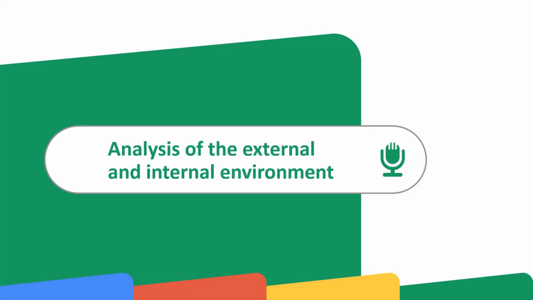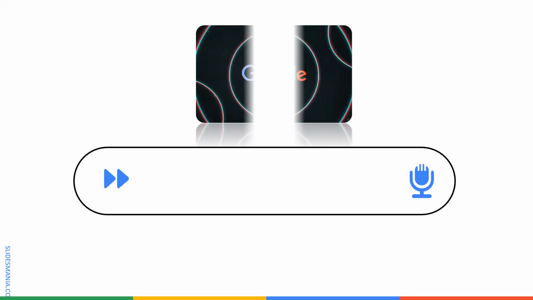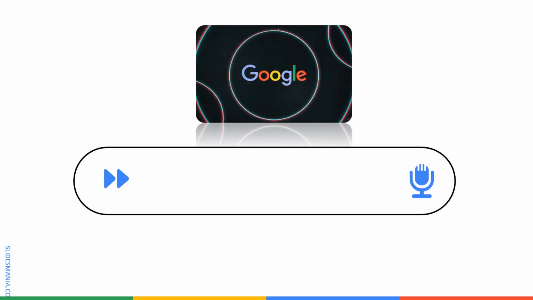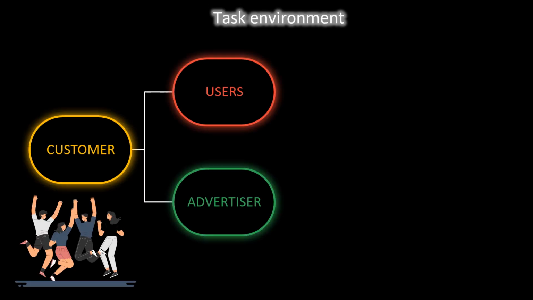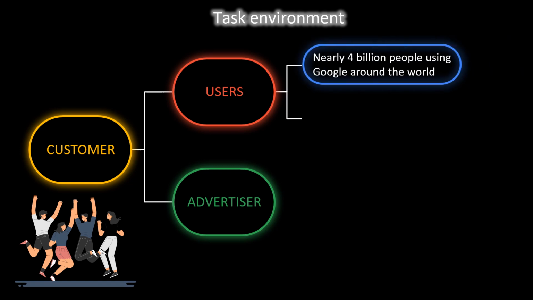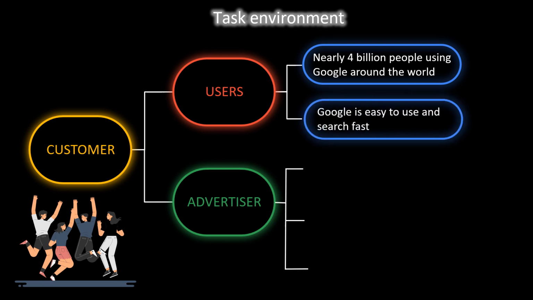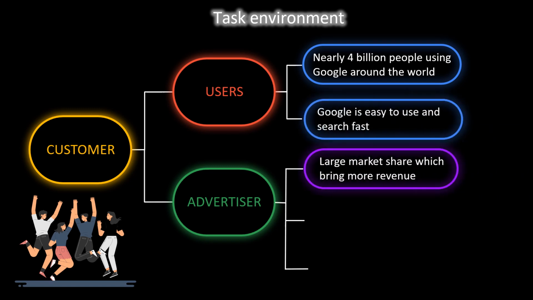Now let's discover the environment of Google. Now let's discover the first part of the external environment, which is the task environment. Customer. We first have the user. There are nearly 4 billion people using Google around the world. It's also the easiest and the fastest. And about the advertiser, Google has a large market share which brings more revenue.